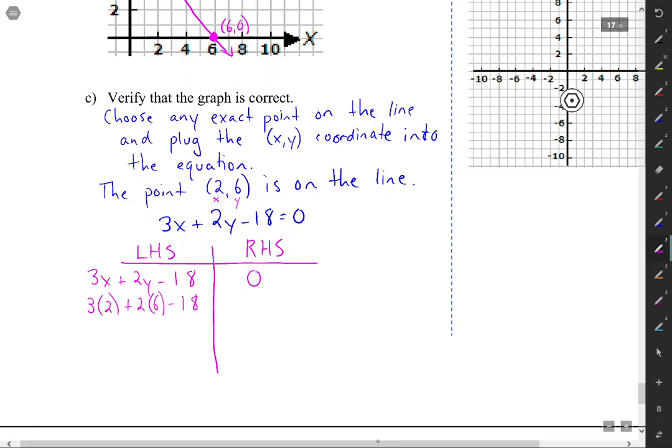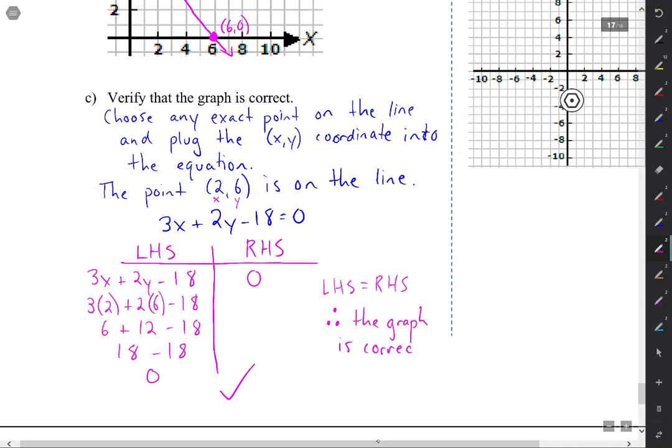And let's just solve this using BEDMAS. So 3 times 2 is 6, 2 times 6 is 12, and then minus 18. 6 plus 12 is 18, and then minus 18, and eventually we get to 0. So we'll notice at this step that the left-hand side is equal to the right-hand side. So I'm going to put a nice little check mark, and I'm going to put left-hand side is equal to right-hand side. Therefore, and I'm going to use my little triangle, the graph is correct.